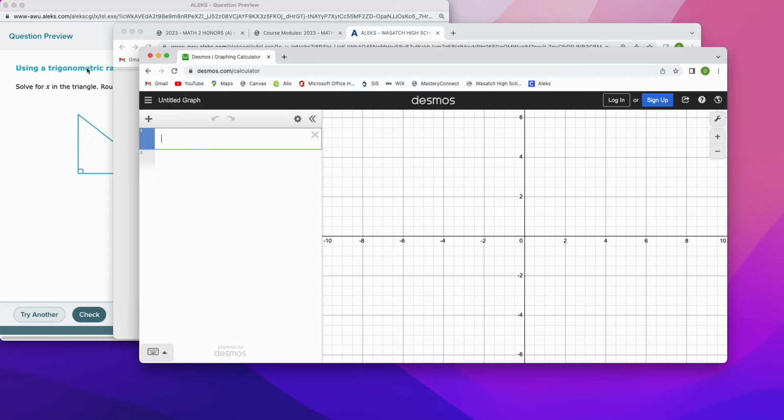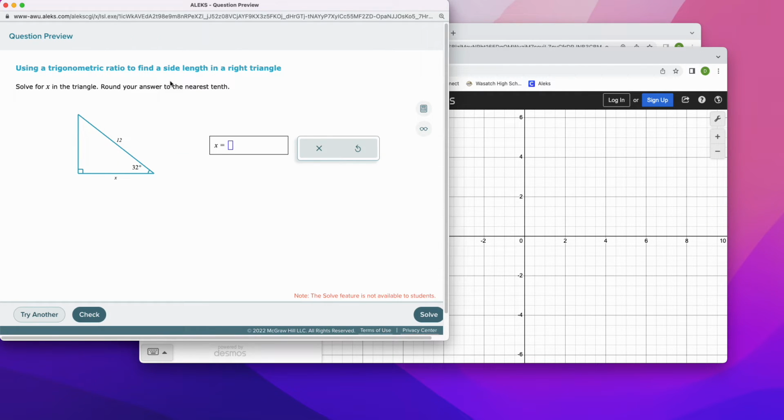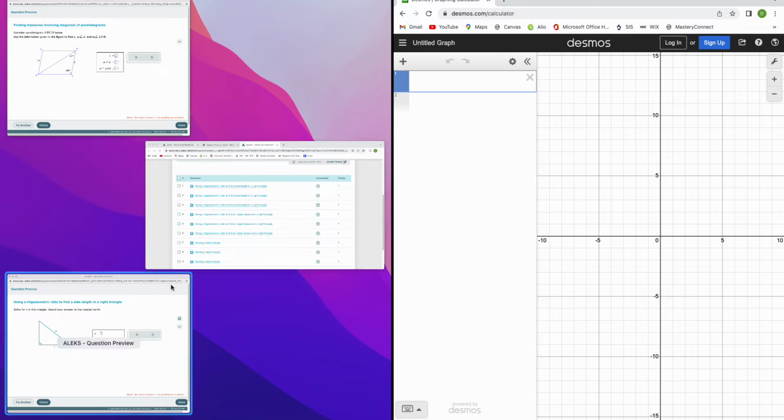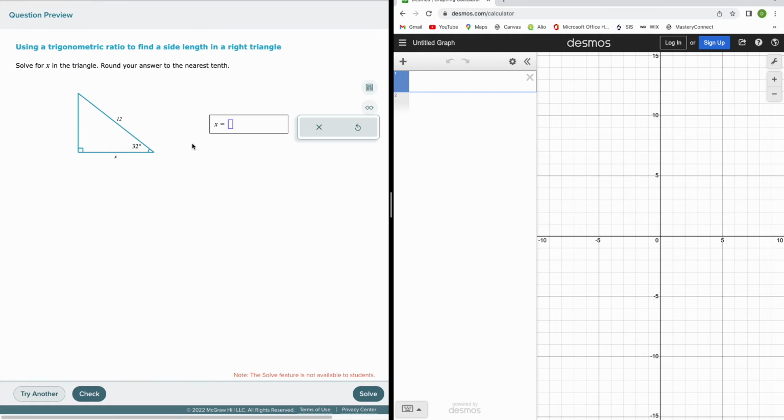Solve questions in 4.2, and this is questions 1 through 3. Now, the first thing you want to do is set up your computer properly. So you're going to need to have Desmos on this side and Alex on this side. And you're given a problem like this, and your reference angle is given to you: 32 degrees.